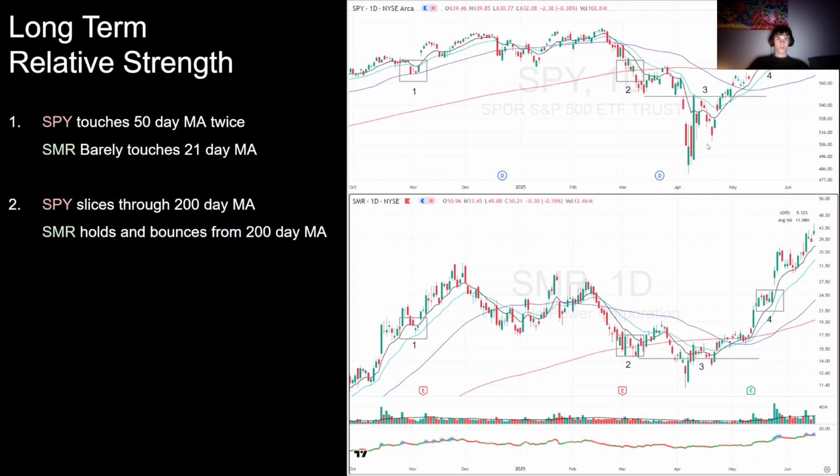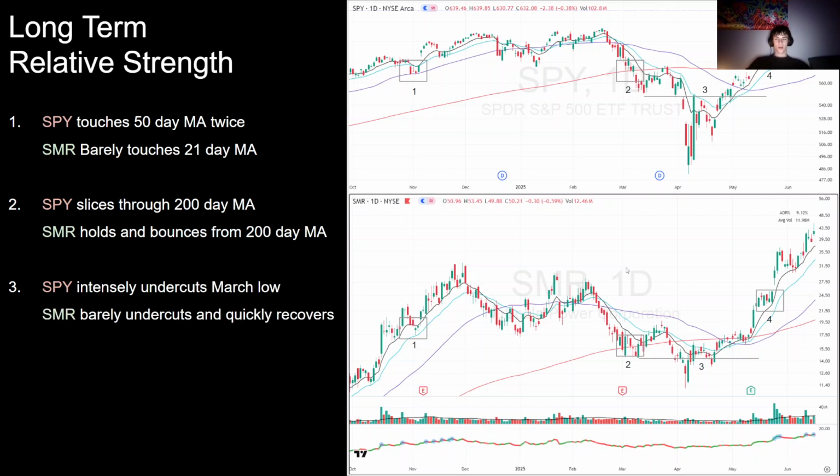And then number three, if we look at these March lows, I want to draw a point as to how intensely SPY undercuts these lows and then reclaims it, while SMR just barely undercuts it down in here and then reclaims it almost immediately to move up higher. For number four, we can see how SPY really aggressively trades up and sells off and has this gap down to its 21 and 200 and then goes up. But during this time, SMR just hovers right here and touches its 10-day moving average before a huge move up.